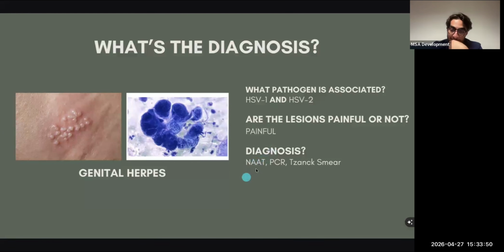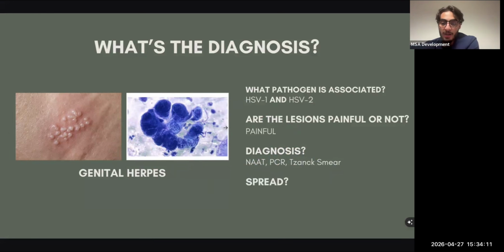Okay, how do you diagnose genital herpes? You could do NATs, which is one form of it would be a PCR, or you could do a Tzanck smear. A Tzanck smear is to see the multinucleated giant cells. This is an example of a Tzanck smear. All right, and it's not just for herpes, it's also for varicella and other kinds of viral agents that are in the herpes viridae family.